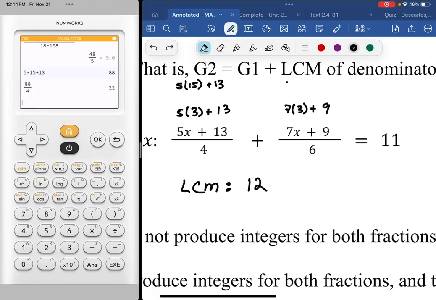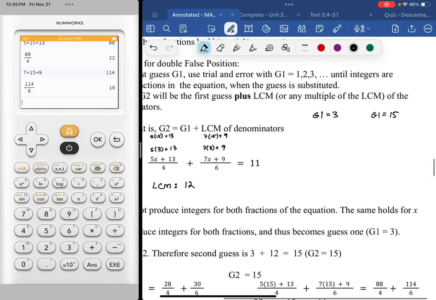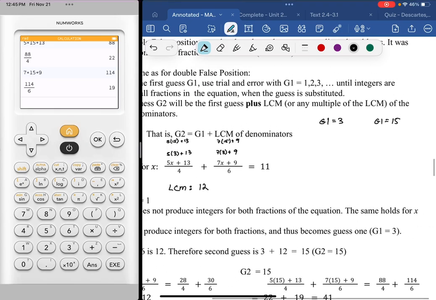You can verify in both cases just to make sure. We need to do the calculations anyway. I keep hitting the answer button for some reason. 7 times 15 plus 9, 114 divided by 6, that checks out. It gives you a 19. All right, so those would be my values that I would use.